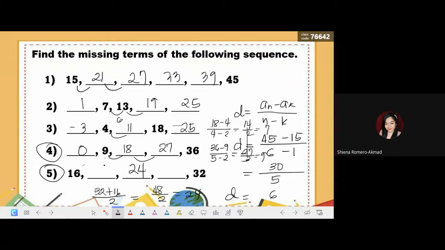Tapos, sinuha niyo yung gitna nito. Ano yung gitna nito? Sige, Lay. 20, ma'am. 20. Sunod? 28 po. 20. 28. Correct. So, alam niyo na how to get the difference and the terms. So, let's proceed.